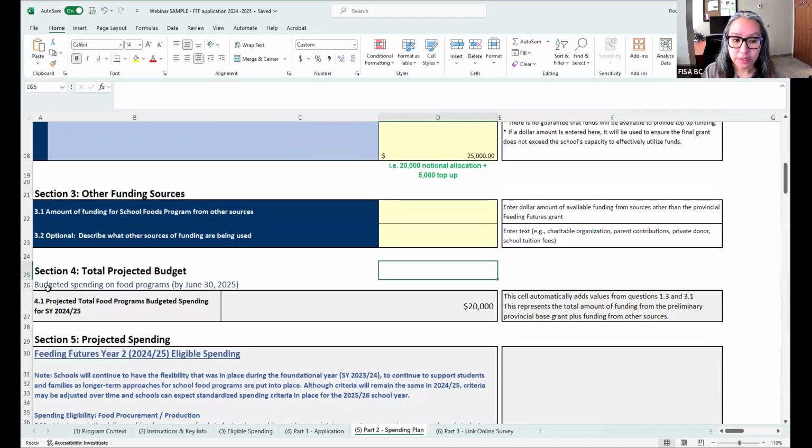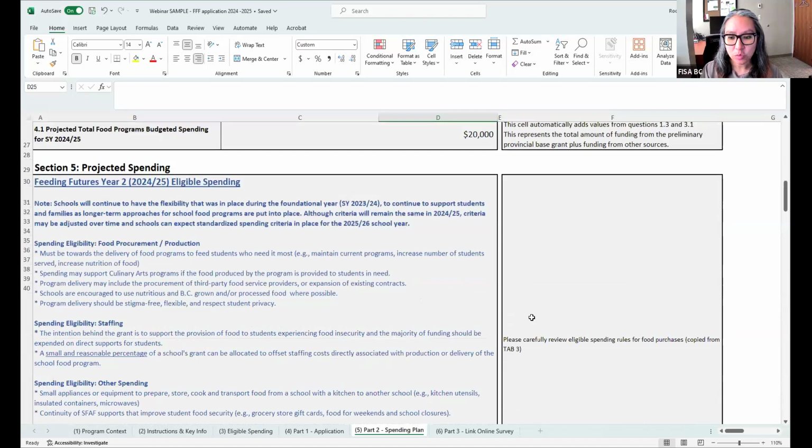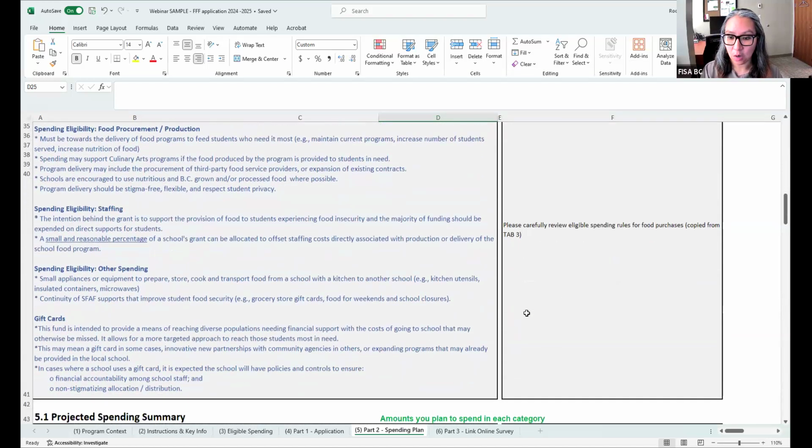Going into line 27, this is the number that we're going to keep in our mind, because that's the notional allocation. But you also need to remember your top up. Don't worry, I'm going to tell you a little further down what is happening with these numbers, just more information about what we can spend and how we can do it.